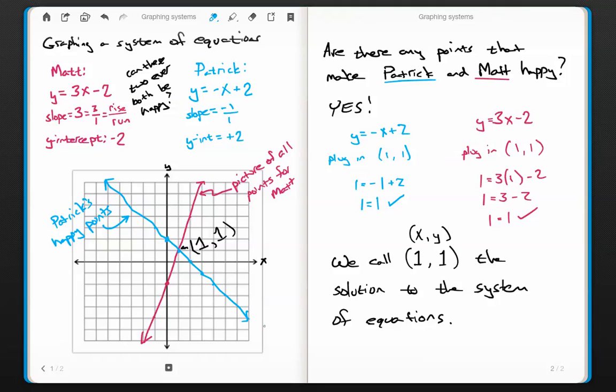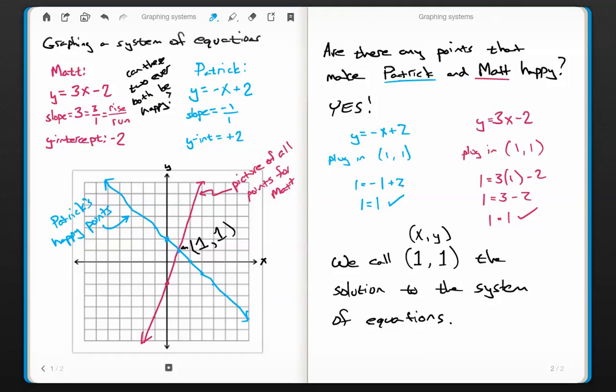But there's only one point that works for both equations. And Matt and Patrick together make a system of equations, and this point right here is the only one that works for them both. Okay, so that's an example of solving a system of equations like this.